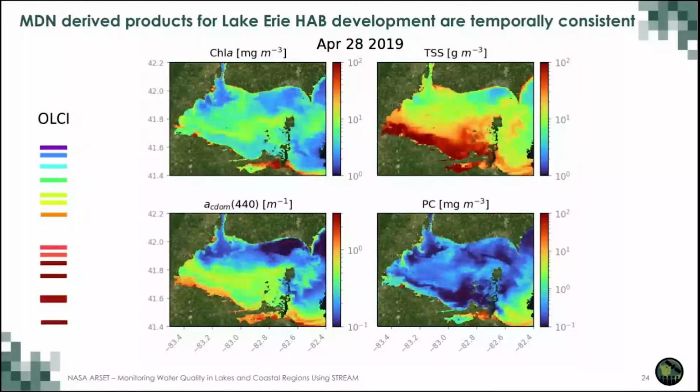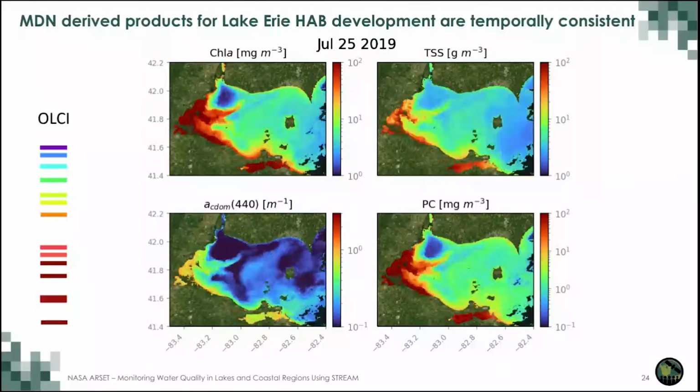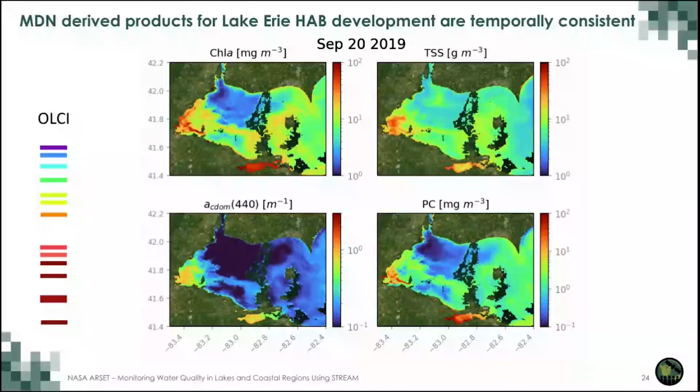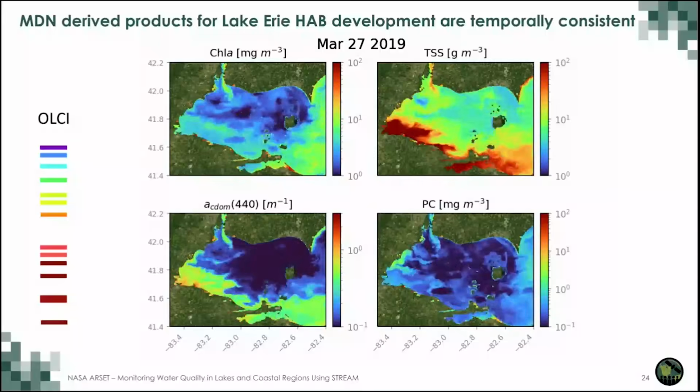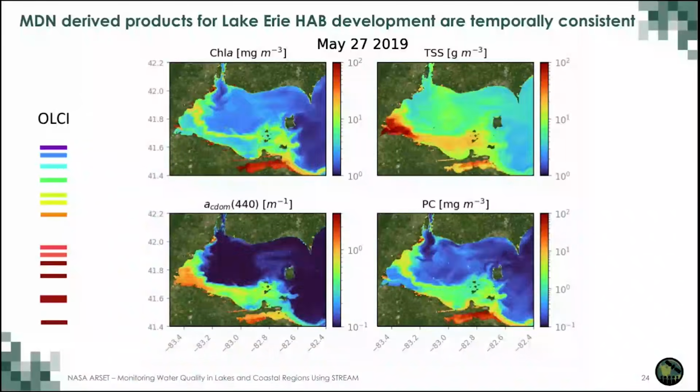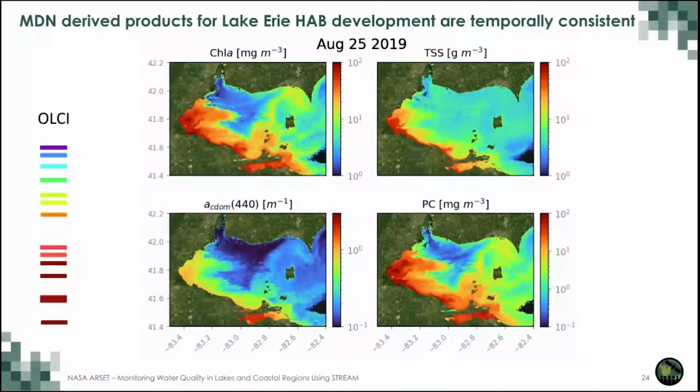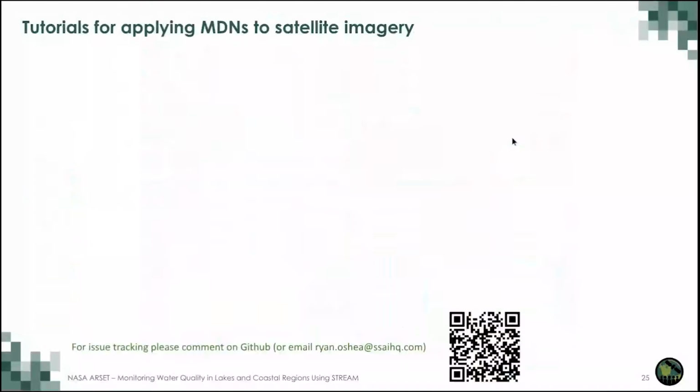So I was focusing on chlorophyll A, but we can also look at phycocyanin, which again is this marker for potentially toxic cyanobacteria. And you can see really high PC in the Sandusky Bay and Maumee Bay in the months of July and August, suggesting there might be cyanobacteria there.